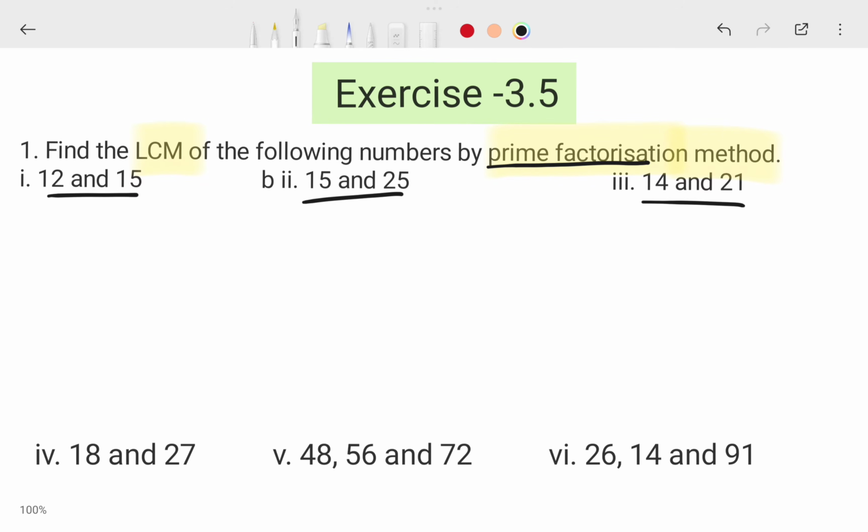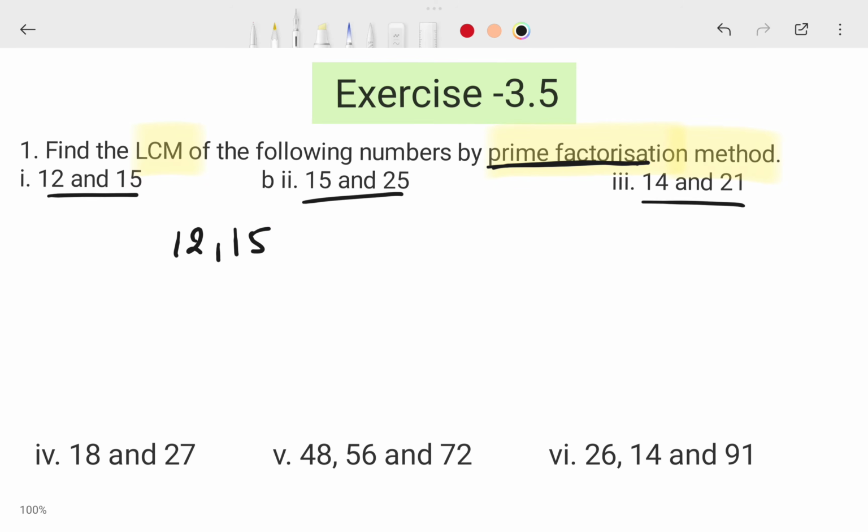Generally, if the prime factorization method is given, it means you have to write the factors of 12, then write the factors of 15, and then multiply. But we are not going to do such things. Just take 12 and 15.